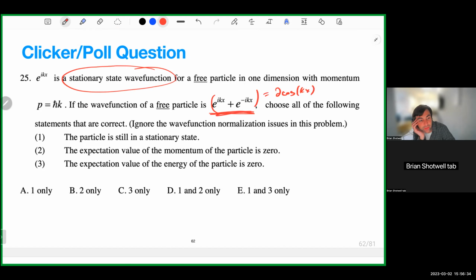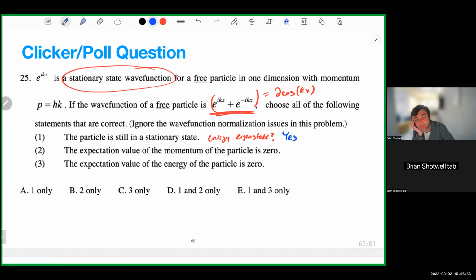Let's see all these statements. The particle is still in a stationary state. So let's see, is it still an energy eigenstate? The answer is yes.